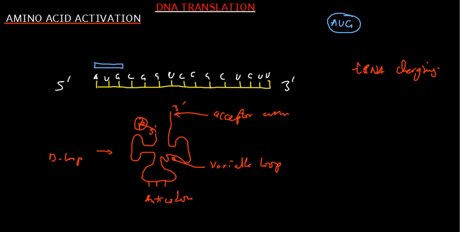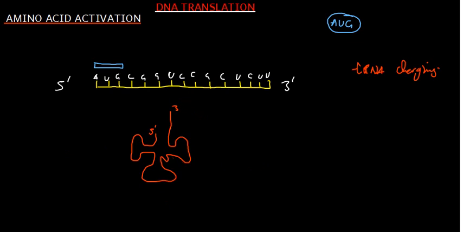Now, during the process of tRNA charging or amino acid activation, what is going to happen is, the first thing, we are going to read on mRNA. If you read AUG, that means a specific kind of amino acid has to be brought, and whenever we read AUG, methionine has to be brought, as we've seen from the genetic code. So, because mRNA is running from the 5' direction to the 3' direction, we have got AUG here.